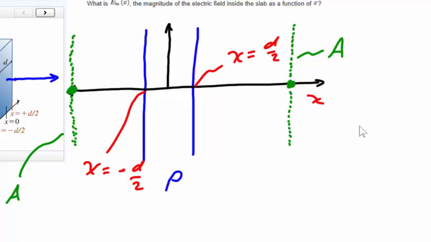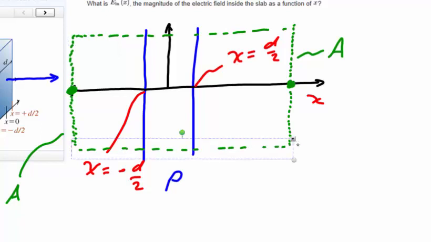Now finally, in order to close these surfaces, we're going to draw our last portion going straight through the slab itself.